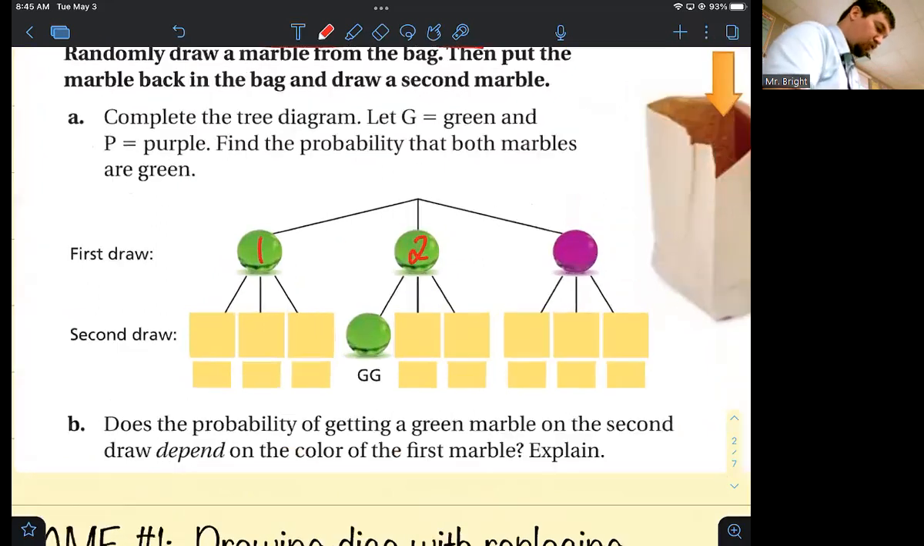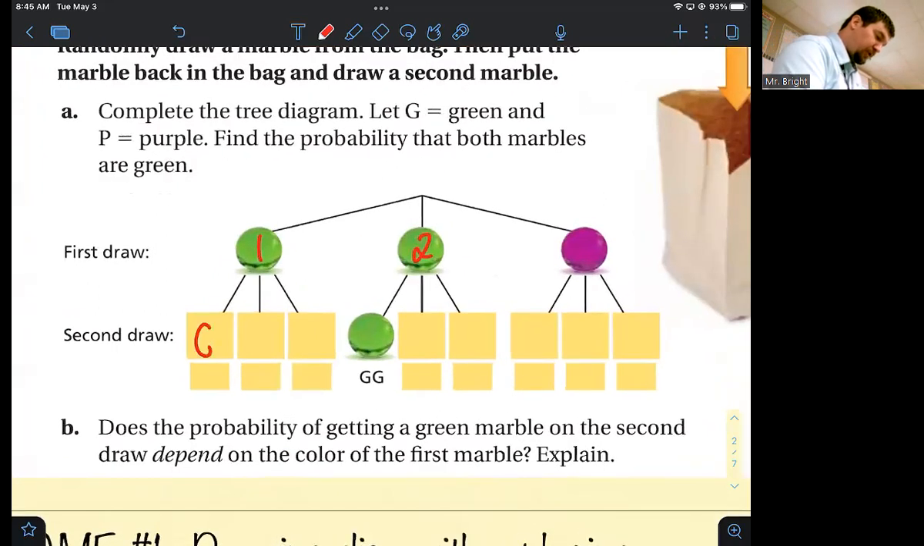If I draw the first green marble out and put it back, could I draw it again the second time? I could. So I could draw that first green marble. I'll put G1. Okay. If I draw the first green marble, could I draw and put it back? Could I draw the second green marble? Okay, so I'll put G2. Could I draw the first green marble and then draw the purple marble? Could do that. I'll put P for purple. Just no number. There's only one of them.